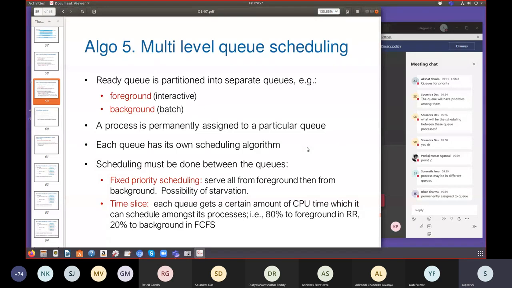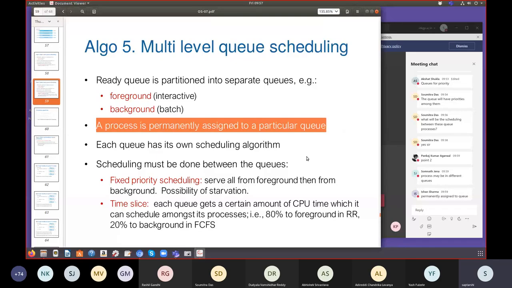Yes, I see that some of you have guessed it, like Pankaj, Ishan, Somnath. So this point here, that a process is permanently assigned to a particular queue. What if we change this? What if we have a scheme like a process will start at a low priority queue, but again that concept of aging, that if the process is not getting CPU time for a long amount of time, then shift it to a higher priority queue.